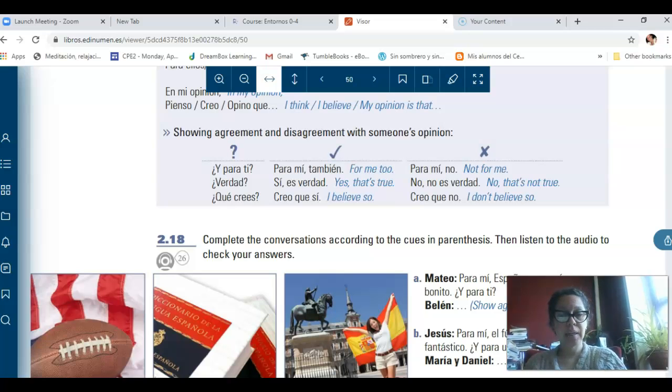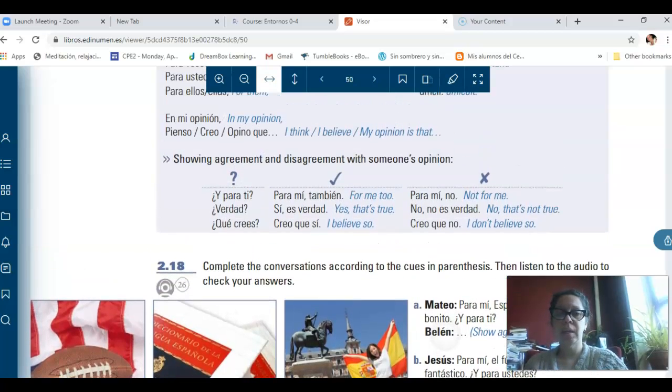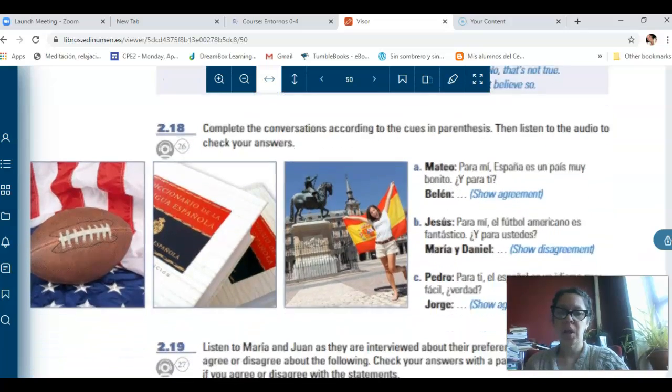Sí, es verdad. ¿Qué crees? What do you think? ¿Qué crees? Creo que sí. Creo que es importante. Ah, para mí no. No es verdad. No, creo que no. Creo que la música no es interesante. I'm lying. Es muy interesante.